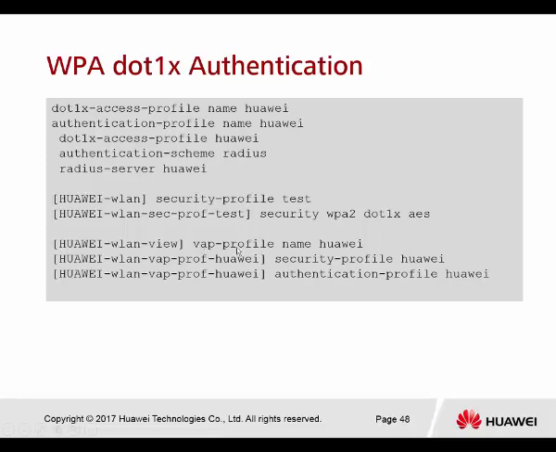Now go to the WMP profile, the SSID. Okay, because we configure the SSID on the WMP profile. On there, select security profile Huawei. Authentication profile also Huawei. So those users who want to connect to this SSID will perform the RADIUS authentication. They're all using 802.1x.